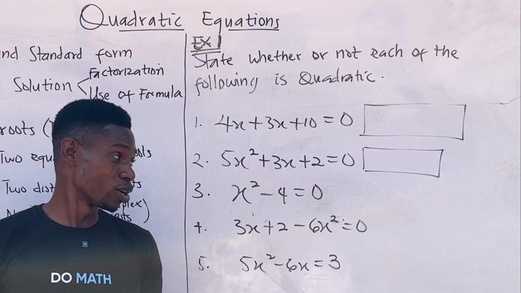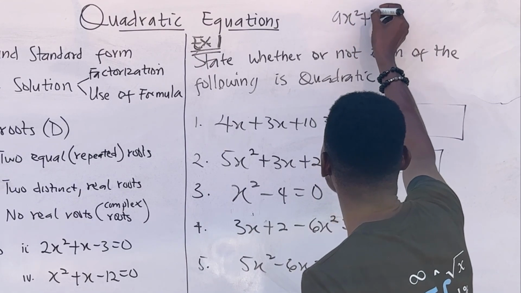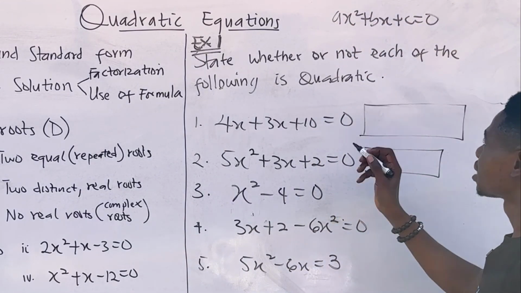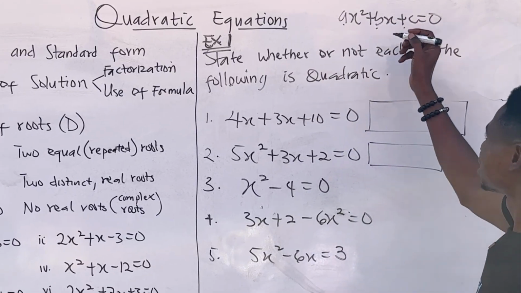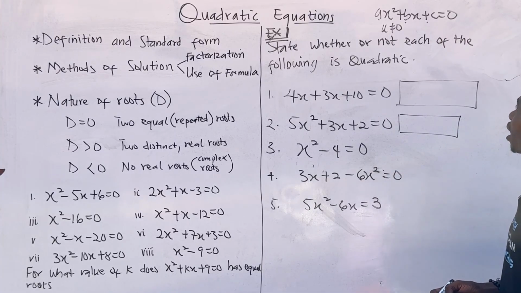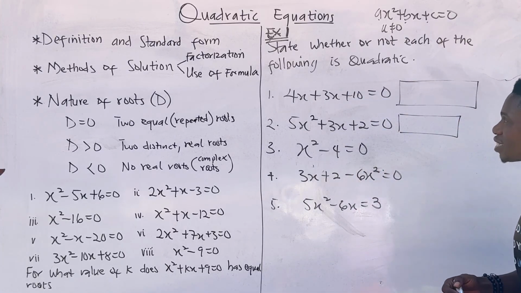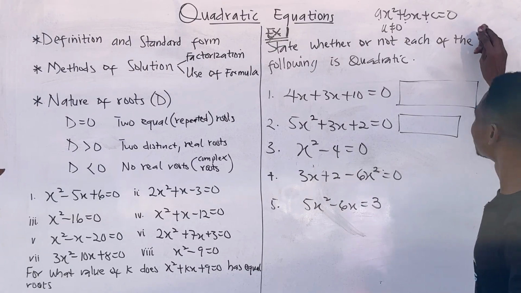But bear in mind what I said earlier, that our equation is ax squared plus bx plus c equals 0. I said a, b, and c are constants. I mentioned that. And I said a is not equal to 0. I mentioned that. So I think with that, you can tell me whether or not each of these is quadratic. So I'm waiting for your answers, but I'll proceed.